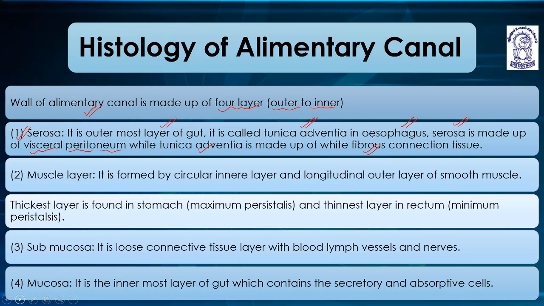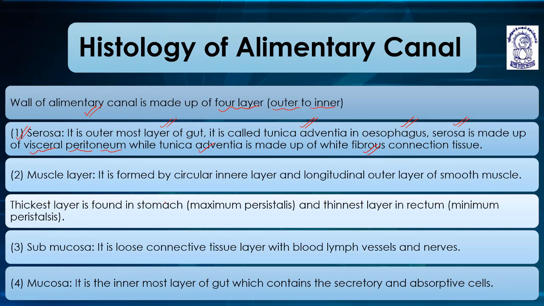Tunica adventitia is made up of white fibrous connective tissue. So the serosa layer is absent in the esophagus, and that is why the esophagus has tunica adventitia. It is not that serosa is equivalent to tunica adventitia. Tunica adventitia is the analog of the serosal layer present in the esophagus and is made up of white fibrous connective tissue, while the serosal layer is made up of visceral peritoneum, right?